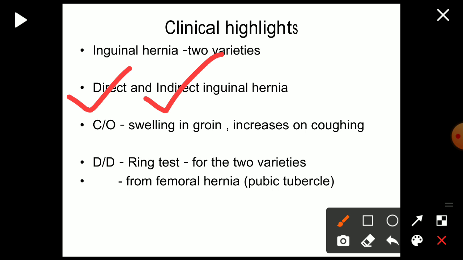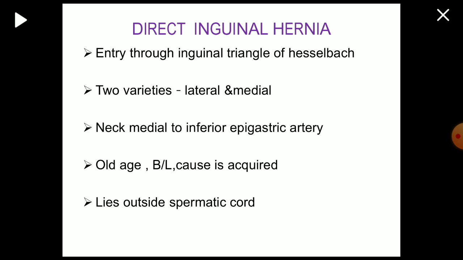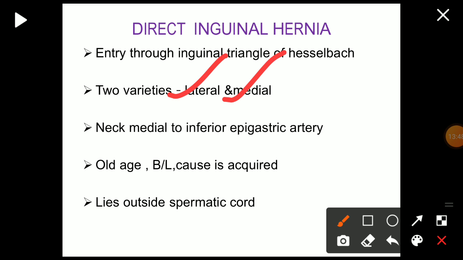Direct hernia passes through Hesselbach's triangle, which is bounded medially by lateral border of rectus abdominis, laterally by inferior epigastric artery, and inferiorly by inguinal ligament. This triangle is divided into medial and lateral parts by obliterated umbilical artery. Usually direct hernia occurs in old age. Usually the patient will come with swelling in the groin which increases on coughing. Direct inguinal hernia has two types, that is medial and the lateral type. Mainly occurs bilaterally due to old age.